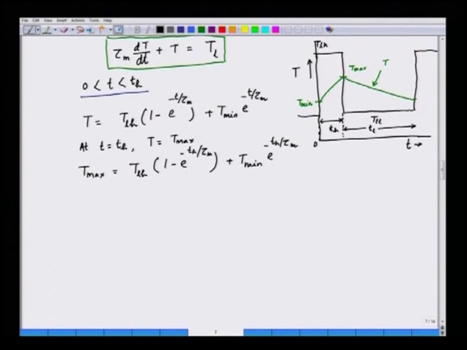So, tau m can be very easily evaluated from this as follows. If we simplify this and find out what is tau m, tau m is equal to Th divided by the natural log of TLH minus T minimum divided by TLH minus T maximum. So, tau m, the time constant, is given by an expression.